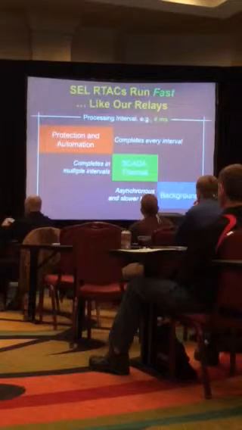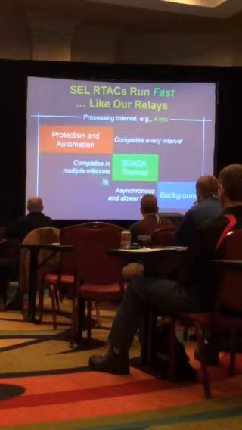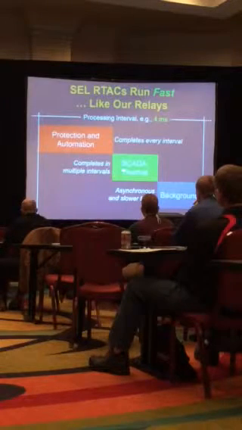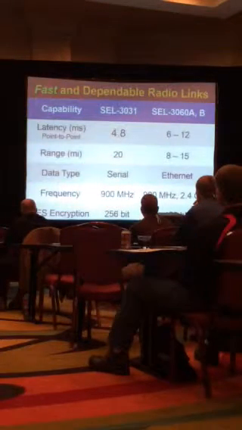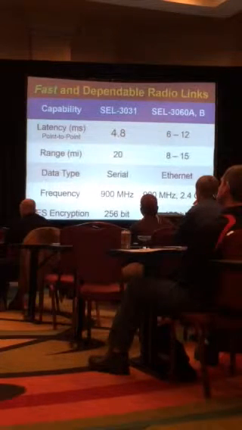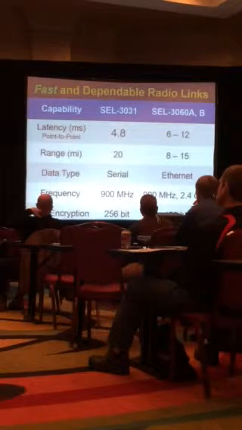And we're getting down now to where we can do things in 4 milliseconds or less instead of 5 seconds. So some of the slower stuff like thermal things, well, you don't have to run them as often, and you spread that out over multiple processing intervals. Radios are fast. Just because you don't have a wide area Ethernet network or something doesn't mean you have to give up speed. In fact, you look here, the serial radio, the 3031, is doing 4.8 milliseconds end-to-end with encryption.